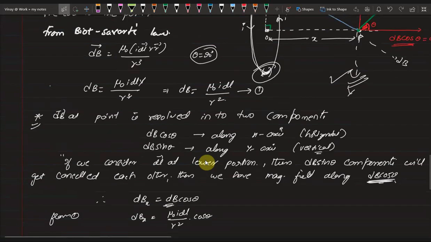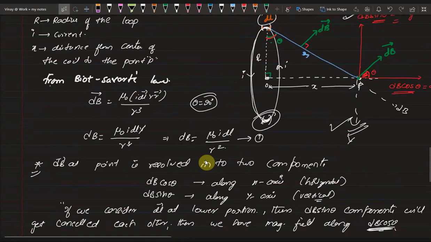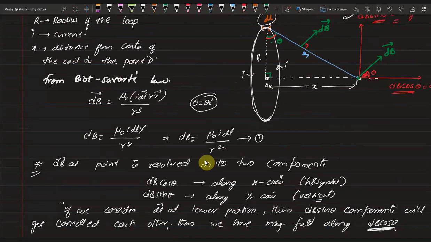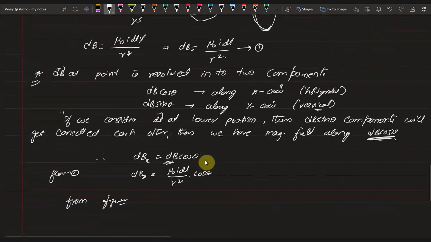This side is the x-axis, and this is the y-axis. Along the x-axis, the distance is x. Along the y-axis, the distance is capital R. Now it looks like a right angle triangle. Can you tell me what small r is equal to? Square root of capital R square plus x square. Very good.